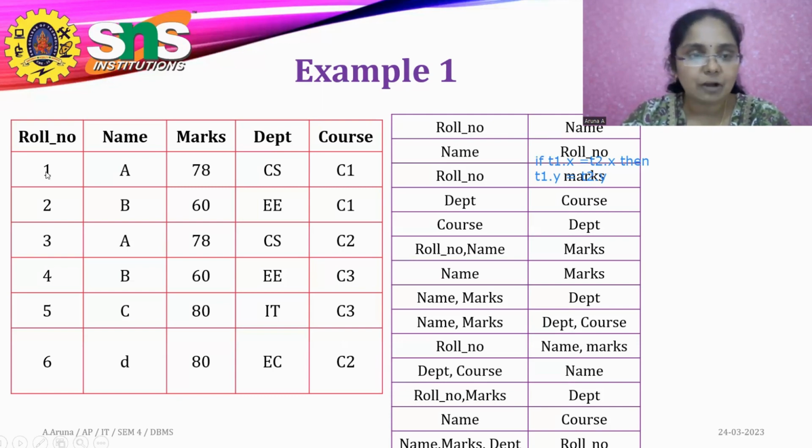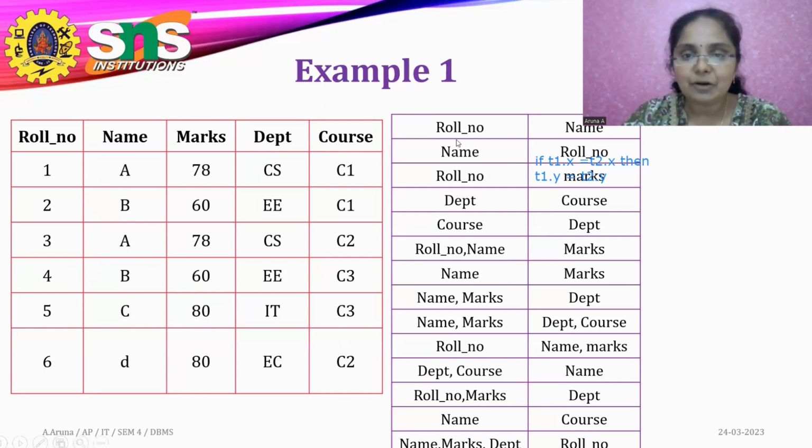Now if I call out roll number 1, definitely their name is A. Roll number 2, their name is B. If I call out 3, definitely the name is A. 4, B. 5, C. 6, D. So by using the roll number, we can uniquely identify the name. So this particular relation is functionally dependent.